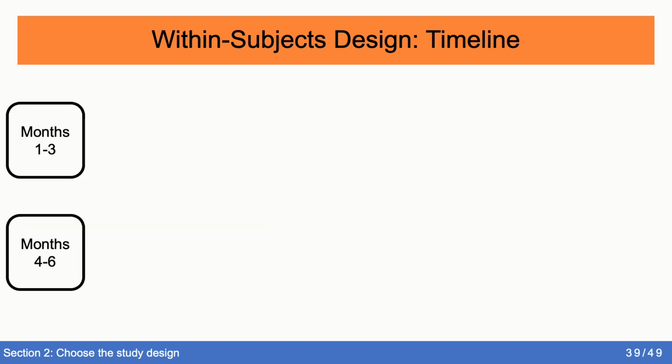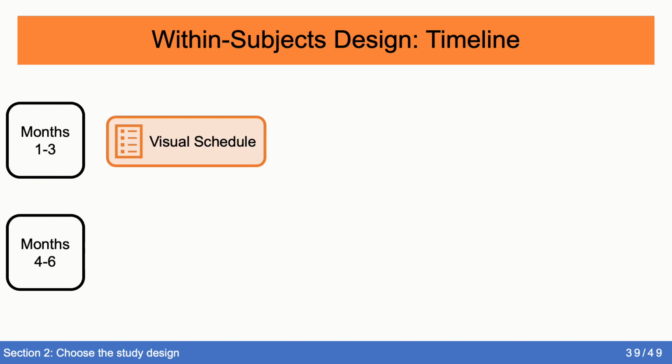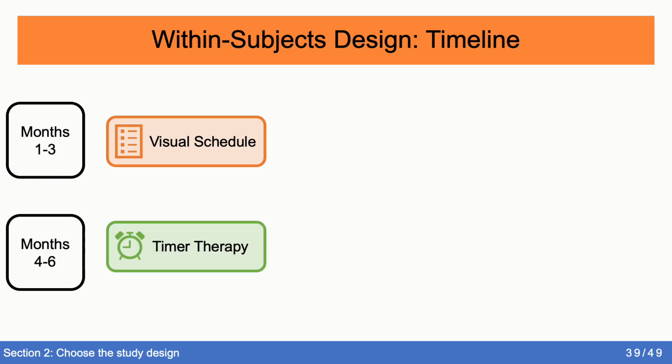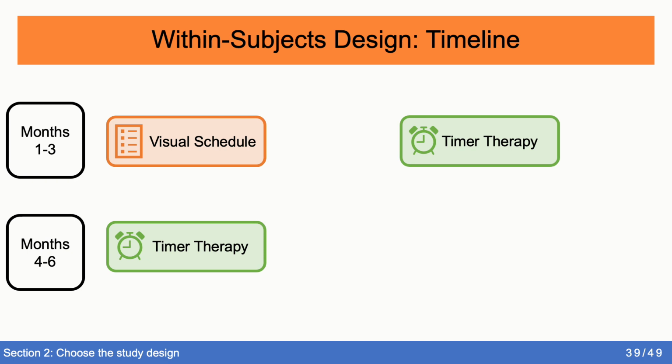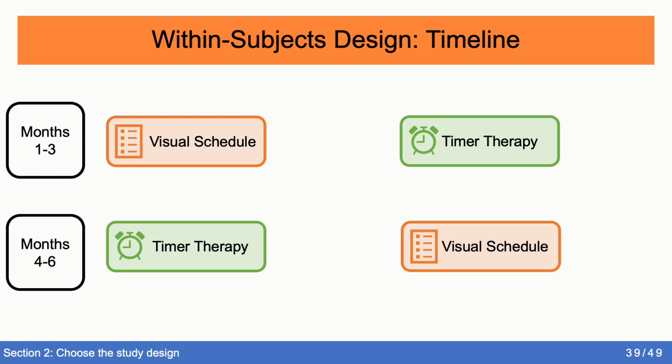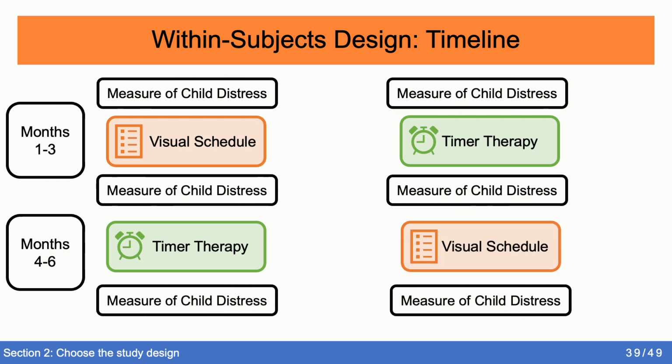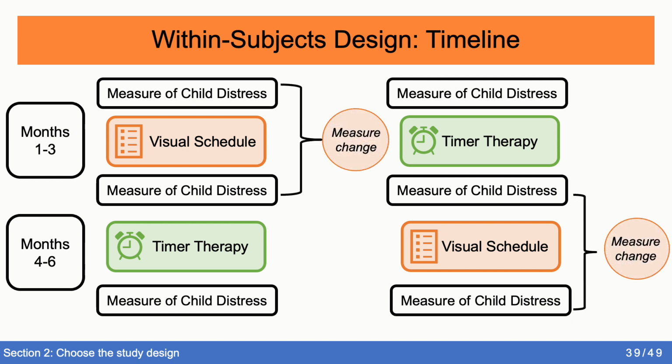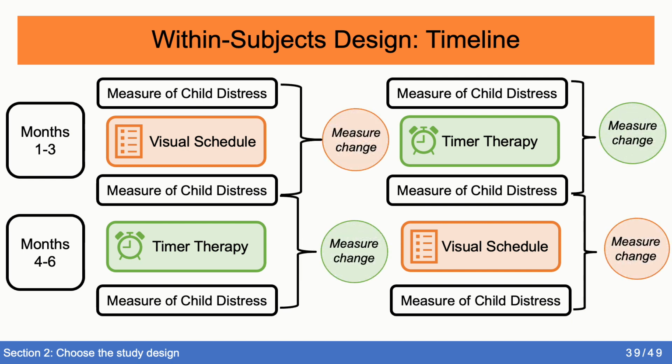Participants will be randomized to start with the visual schedule therapy program and then do 3 months of the timer, or to start with the timer therapy and then do the visual schedule therapy. The child's distress will be measured before and after each therapy. Researchers will add up the change during the visual schedule therapy and the change for the timer therapy. Then they'll compare whether people changed more during the visual schedule therapy or the timer therapy.